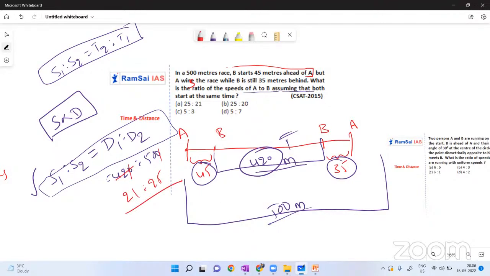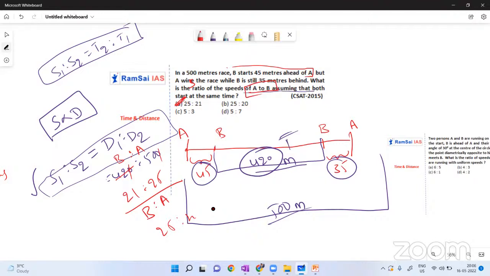Can you see anywhere A is to B? I'm sorry, I considered B is to A. So just reverse. A is to B will be 25 is to 21. Can you find it in option A? Yes, option A is the answer. I just made a small mistake here. I considered B is to A, but we need to find out A is to B. So 25 is to 21 is the answer.